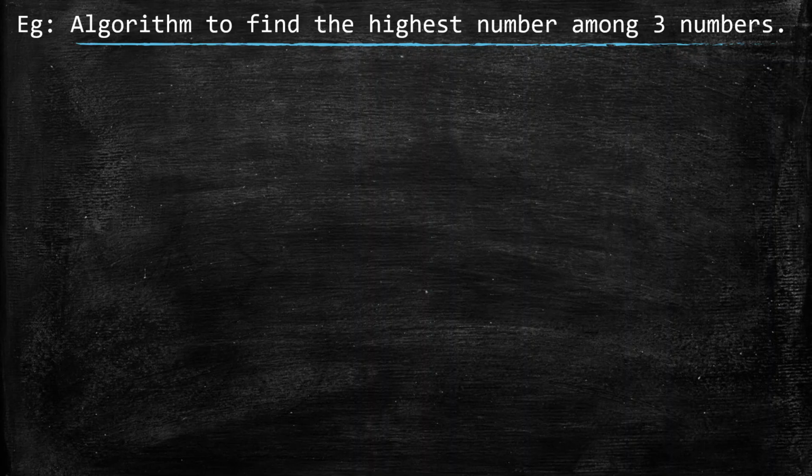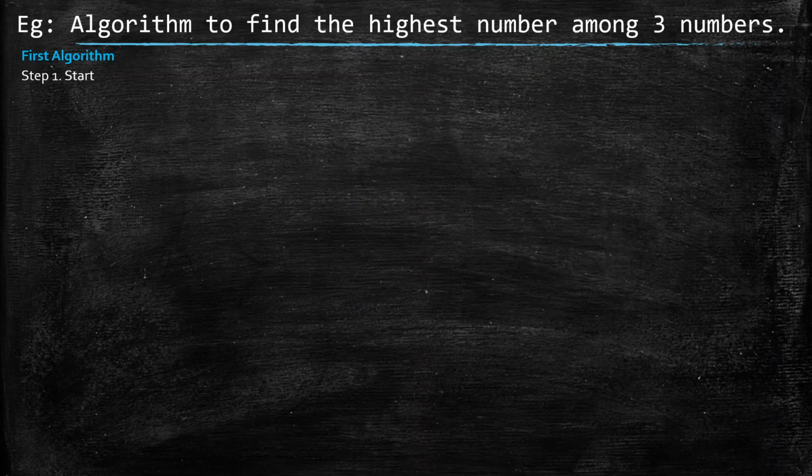Here is the algorithm to find the highest number among three different numbers. It's very simple and short. First, let's analyze this problem. Our input will be three numbers. Without getting those three numbers, how will you find which one is the highest? You first have to take the three different numbers as variables. Any one of them can be the highest.